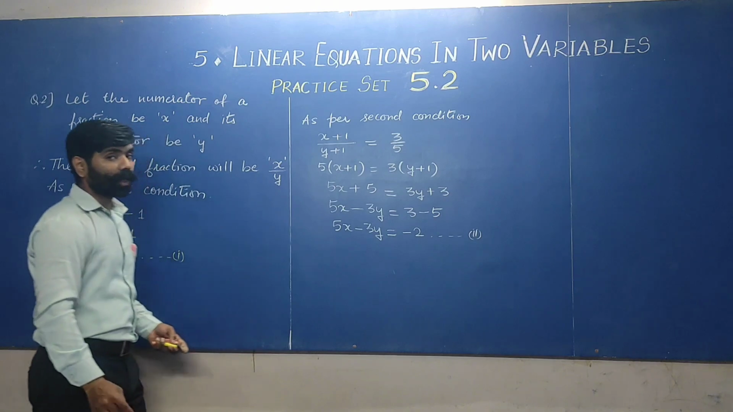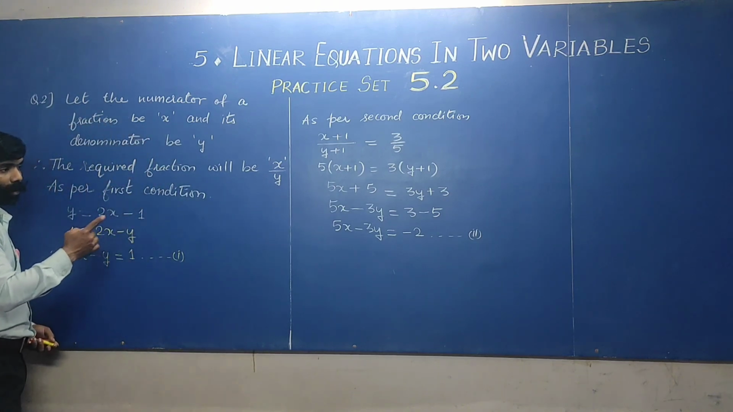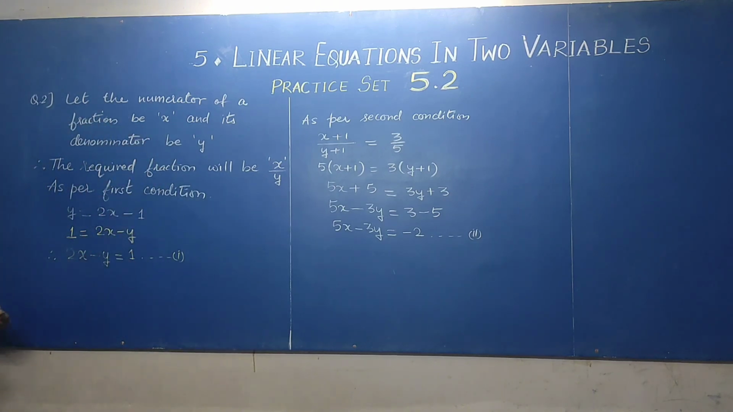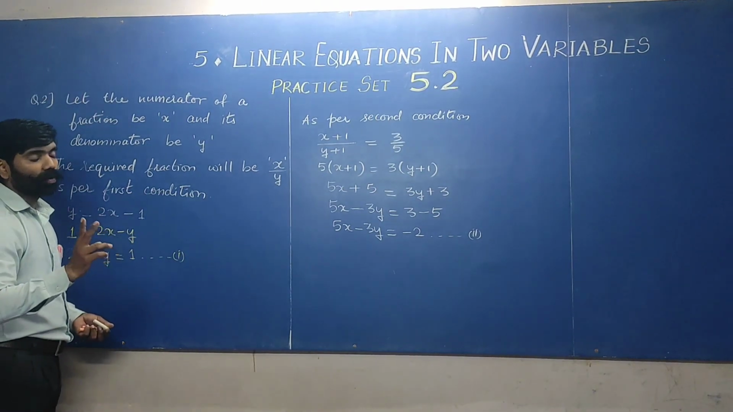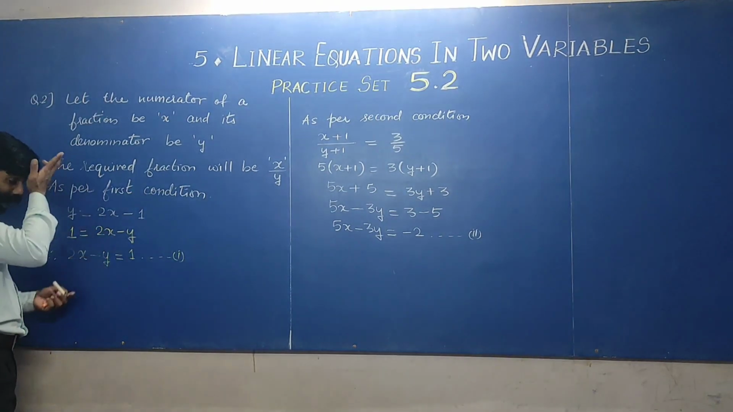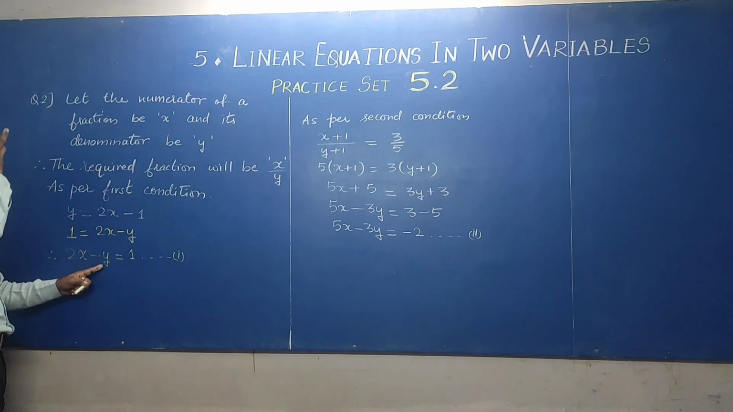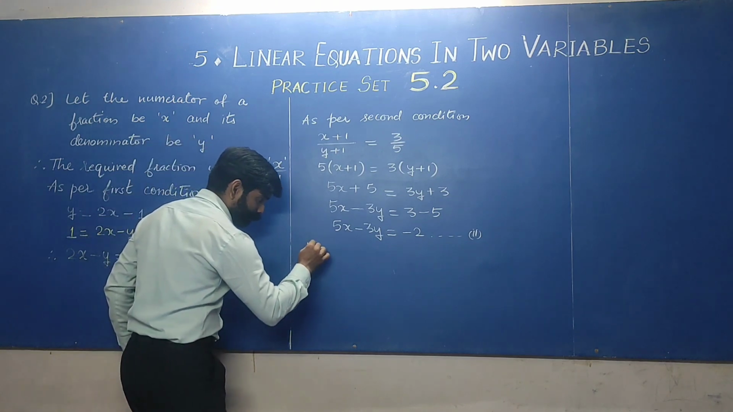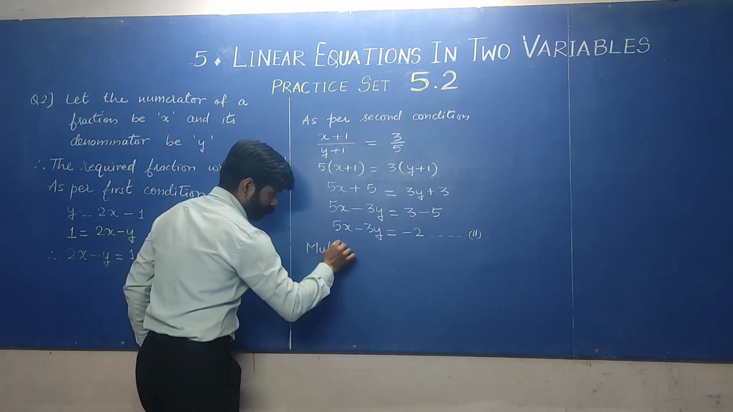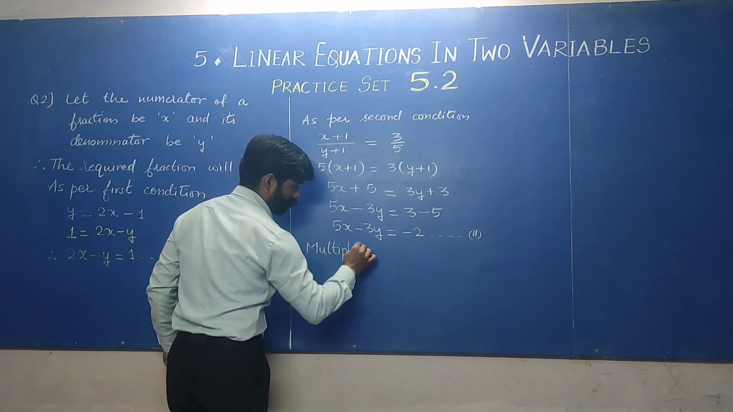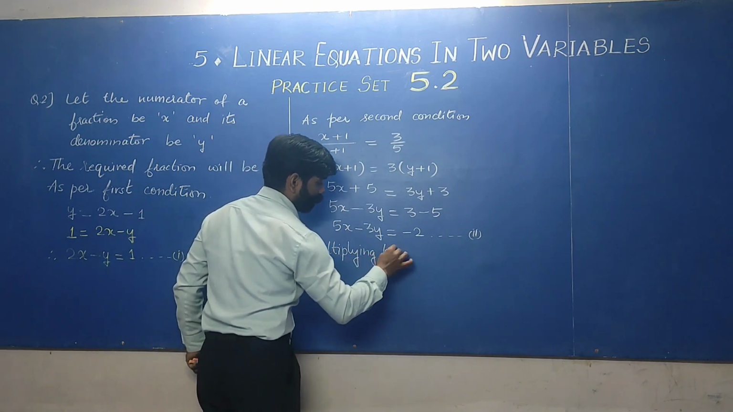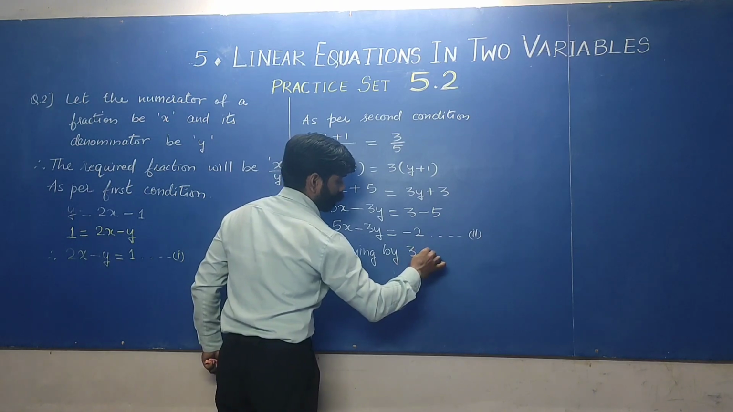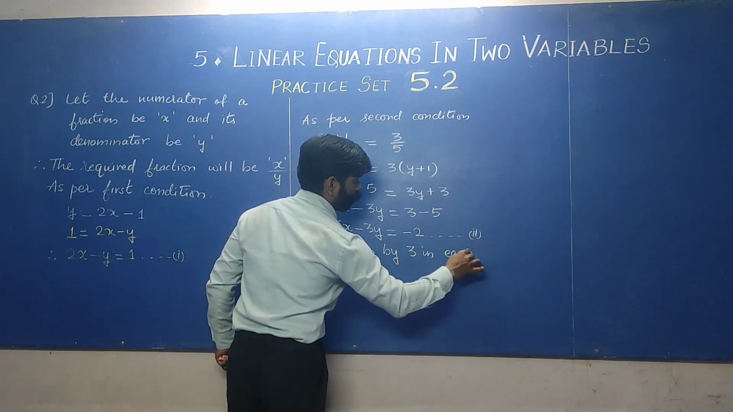Students, we got both the equations. Now equation number 1 and equation number 2. Do we see it as same? No. So we are not getting the coefficients of x or y same. So we are going to equalize it by multiplying 3 in equation number 1. So we will write multiplying by 3 in equation number 1.